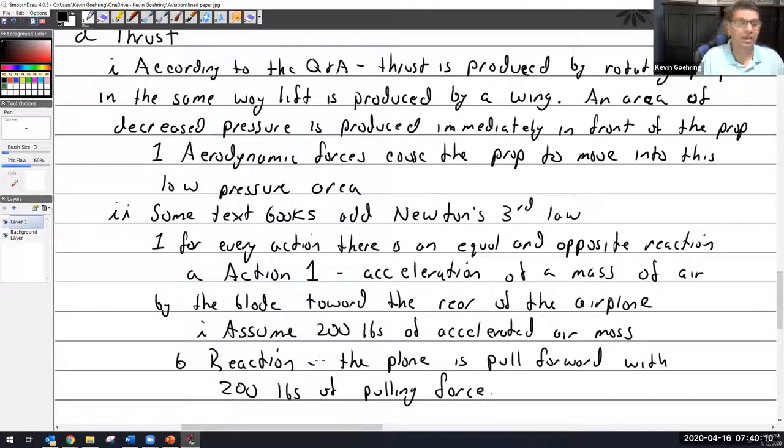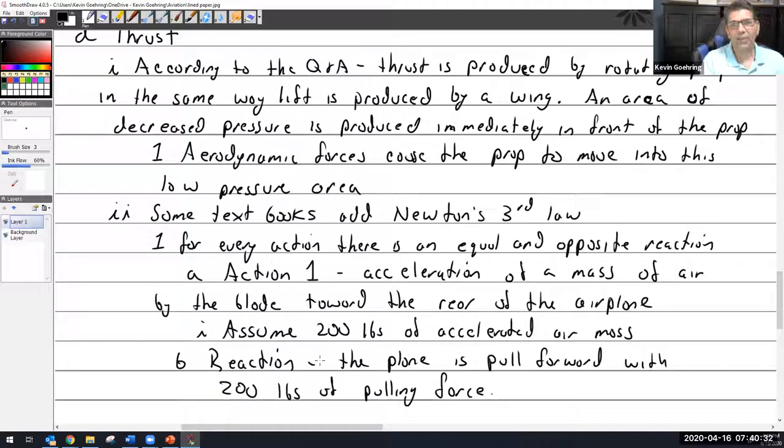And according to the Q&A, the thrust is produced by a rotating prop in the same way a lift is produced by a wing, with an area of low pressure in front of the propeller created by the camber of the prop, much like the top of a wing rotating. The air is accelerated. It creates a low pressure. That low pressure moves the aircraft into the low pressure zone, which is then moving forward.